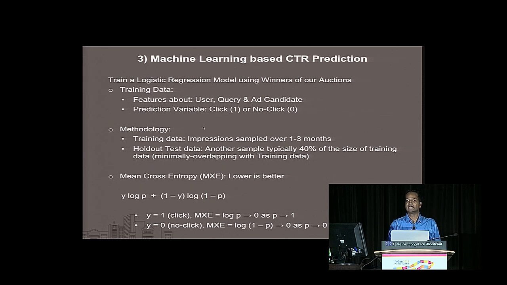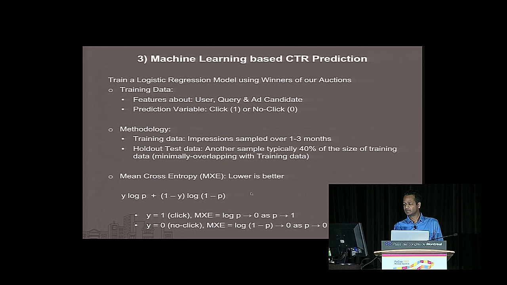So the training data consists of features for the user, features for the advertiser, features about the query, etc., right? And the training data is basically all past ad impressions which have been sampled over past several months, and we have a separate holdout data set on which we evaluate our trained model, right? The holdout data set is minimally overlapping with the training data set so that you don't introduce biases, right?